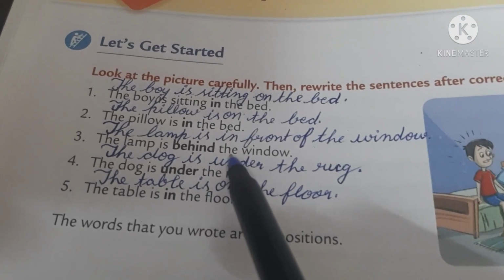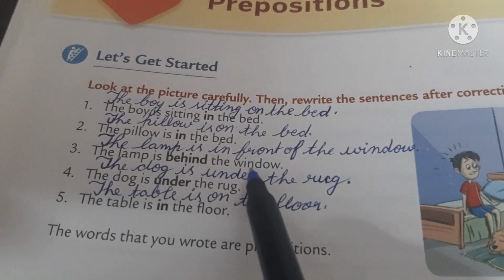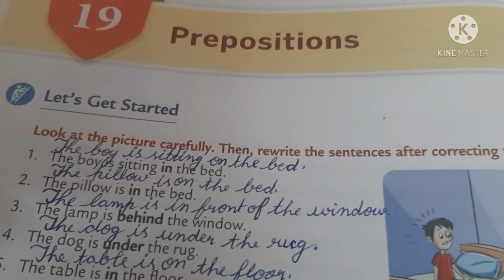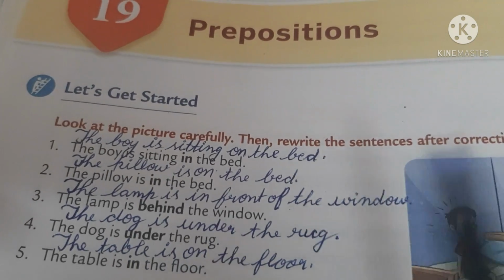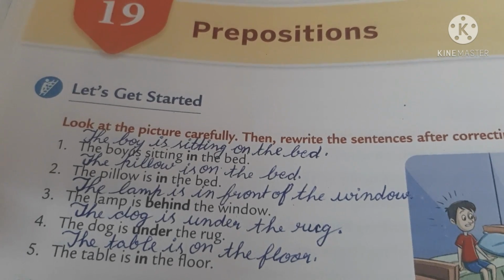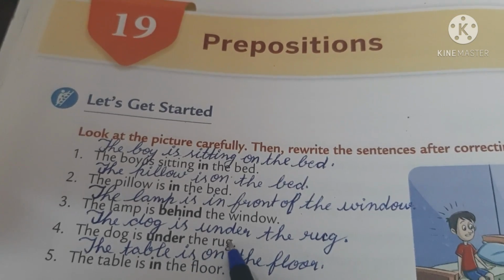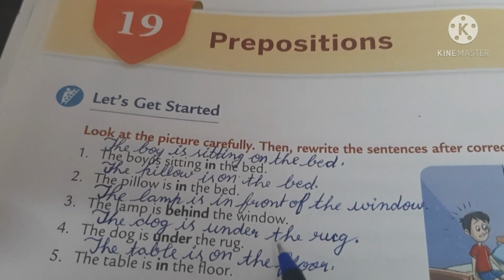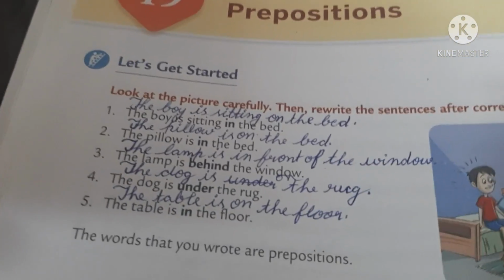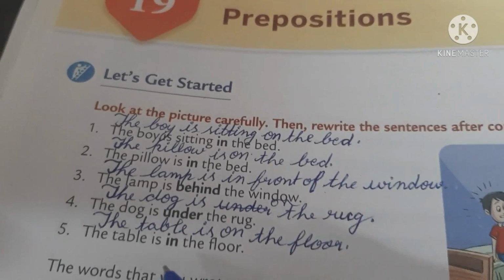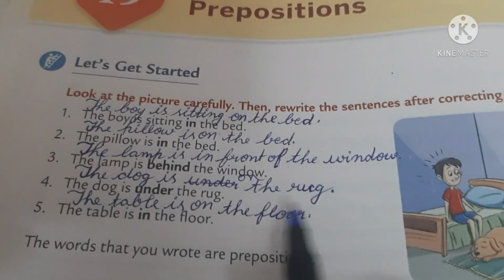The lamp is in front of the window. Now here the question, the lamp is behind the window. This is wrong. The lamp is in front of the window, you can see. The dog is under the rug. Is the dog under the rug? No. The dog is on the rug. Okay, on the rug. Now the table is in the floor. The table is on the floor.